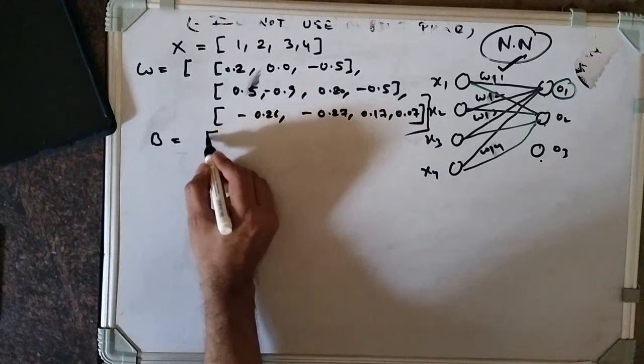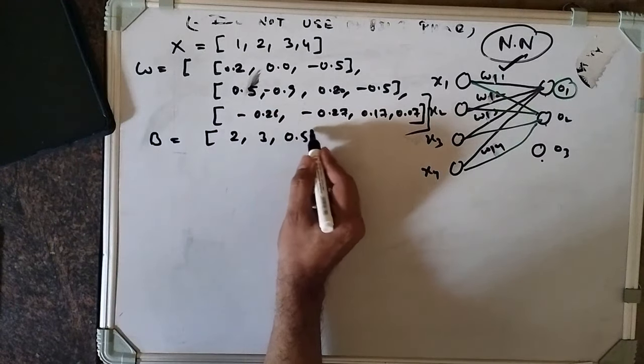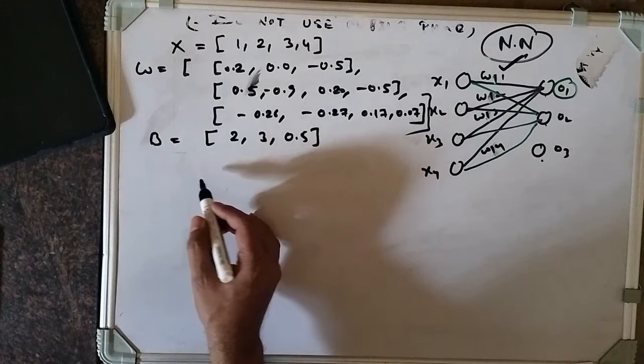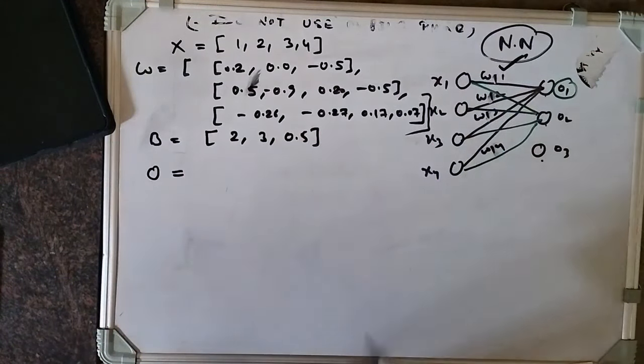Okay. Now I am writing bias. My bias is equal to 2, 3 and 0.5. Okay. Biases are 3. Okay. Now next, output. What is the output now? See, what is the output? If such condition.